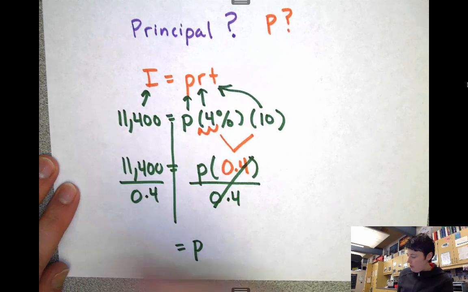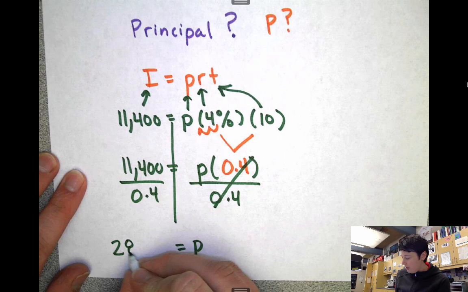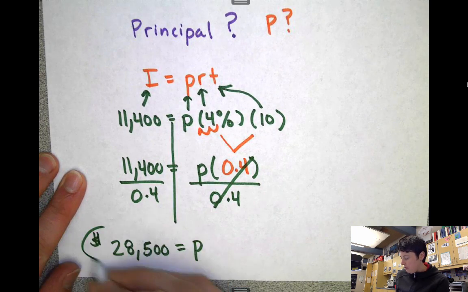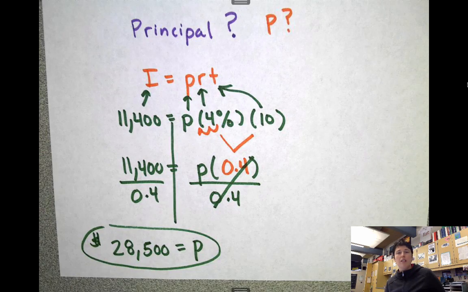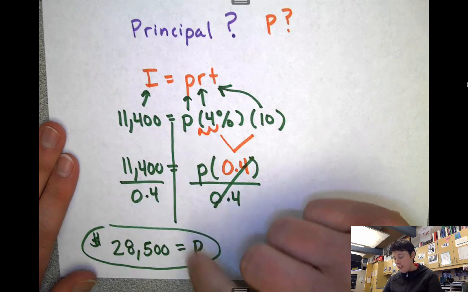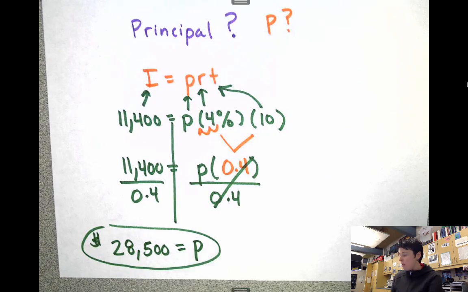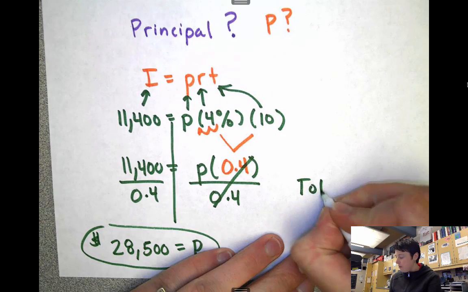$28,500. So $28,500 was our principal. That means you must have gone to the bank and asked for a loan and said, can I borrow $28,500? Maybe you're buying a new car or something like that. And they said, sure. So you got the money out and you had to pay it back, and you had to pay this much back along with your $11,400. So how much total did the bank get from you?